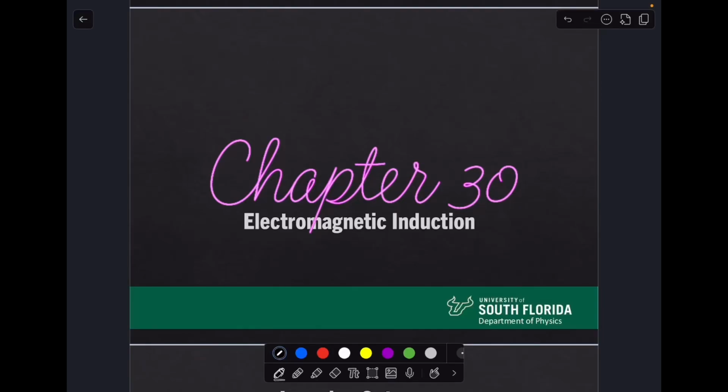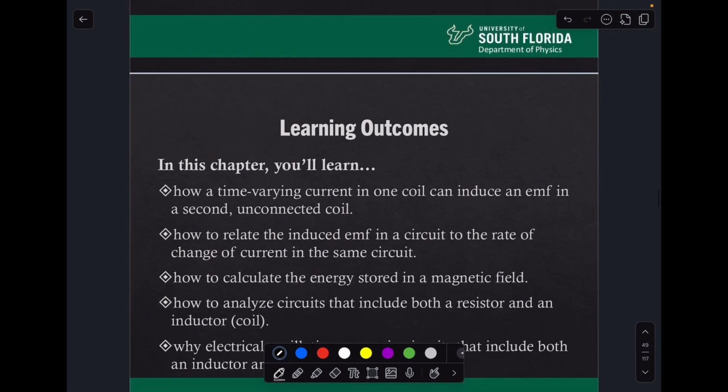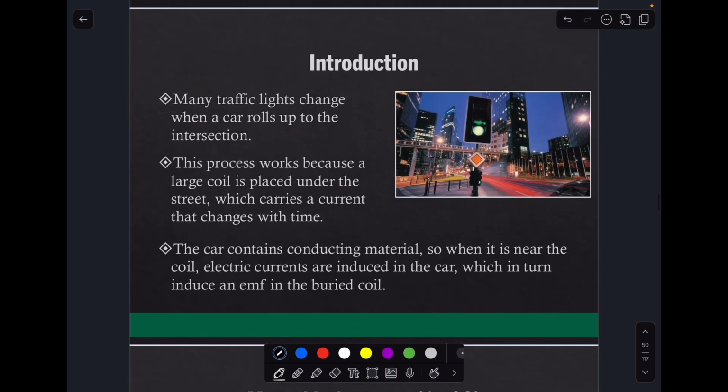Okay, let's talk more about induction. All right, so in this chapter, we're going to talk about electromagnetic induction and how it's used in technology. So let's talk about how it's used in technology.